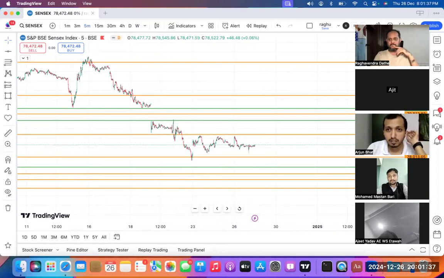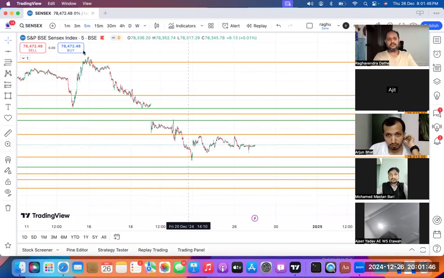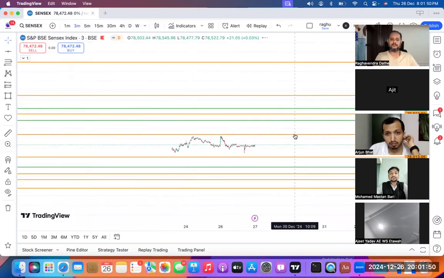This is the 5 minutes time frame, right? Yeah, it is the 5 minute chart I am showing now. But if I go to 3 minutes, you can see further smaller momentums.